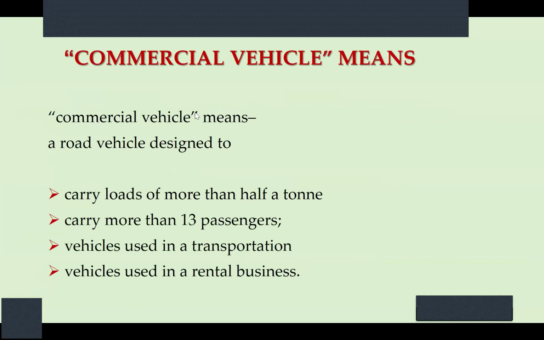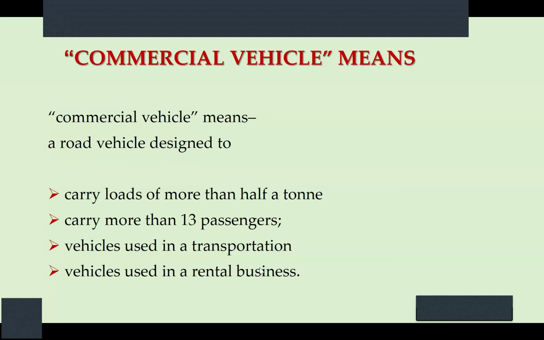So, this is the definition for commercial vehicle. It says, commercial vehicle means a road vehicle designed to carry loads of more than half a ton, carry more than 13 passengers, vehicles used in a transportation, vehicles used in a rental business. So, if that vehicle is like this, we call it a commercial vehicle. That means for the commercial vehicles, capital allowances can be deducted. Other than these commercial vehicles, it is not allowable as a deduction.